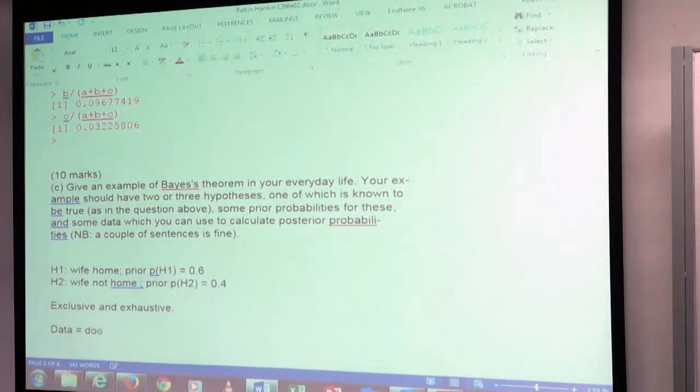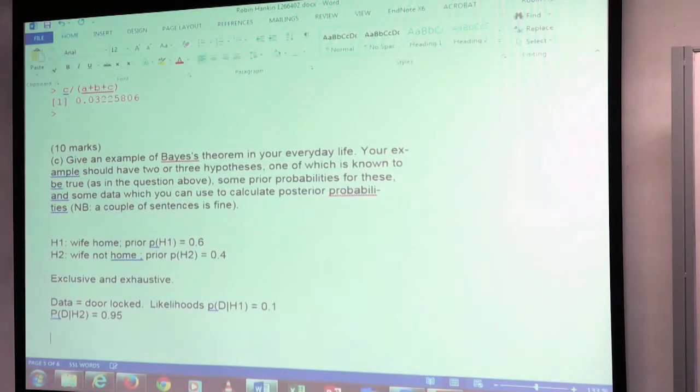Data equals door locked. Likelihoods. P of D given H1. What did I say? 0.1. Oh no, I've got this the wrong way around, haven't I? Which way around is it? Yeah, that was right. 0.1. That's right, yeah. P of D given H2 equals 0.95, yeah?